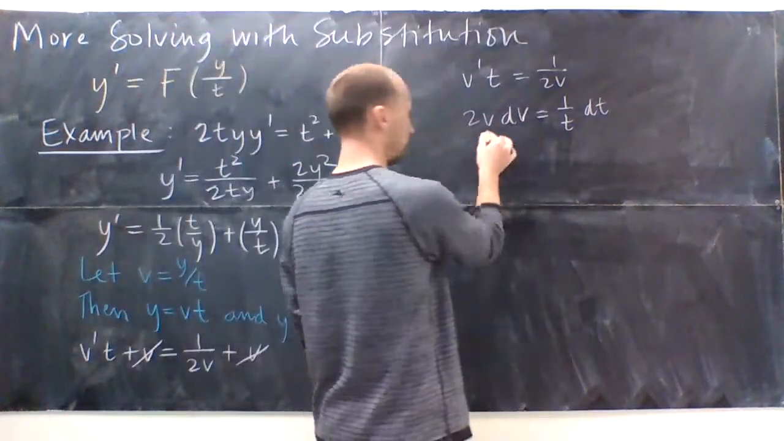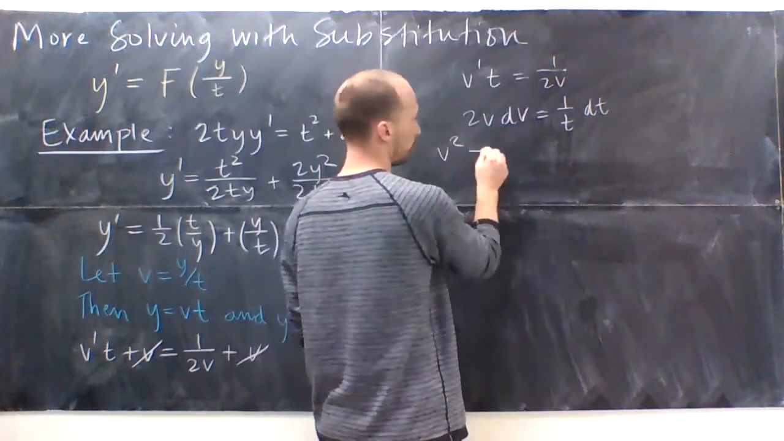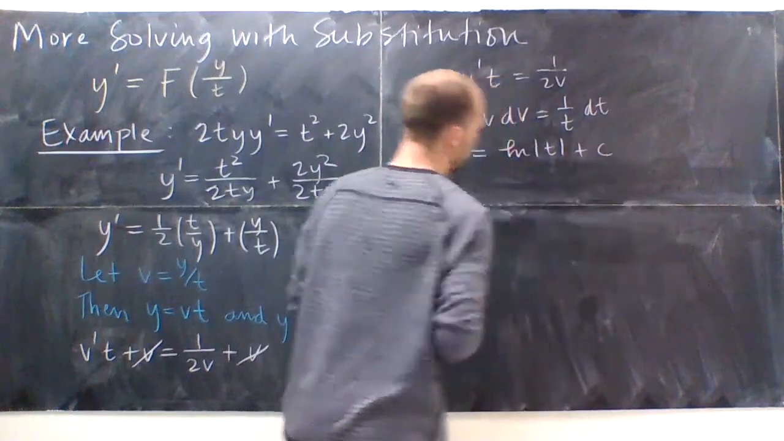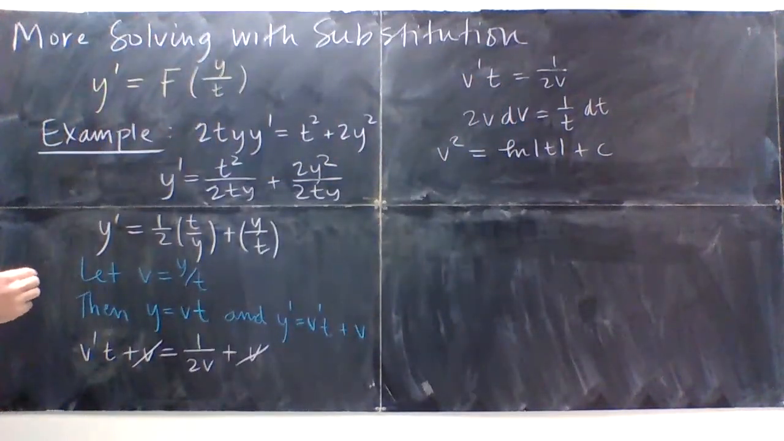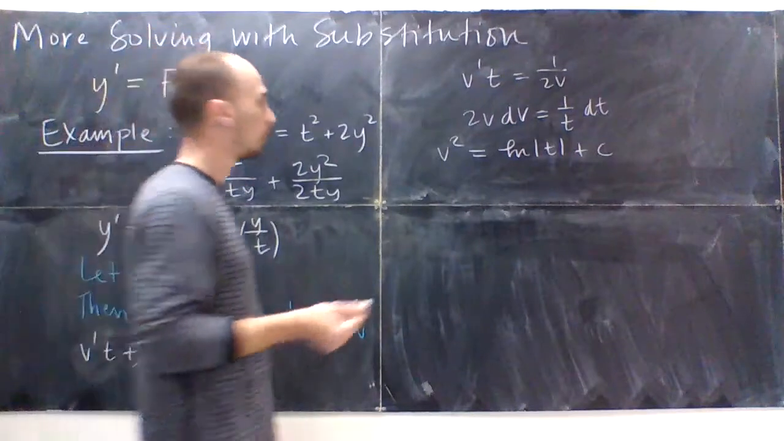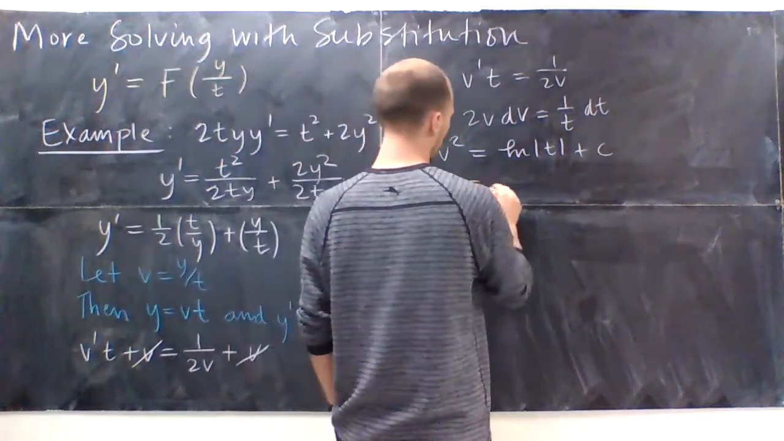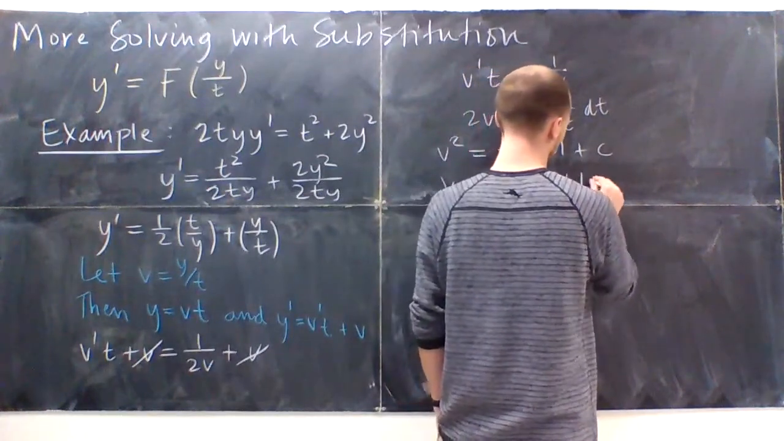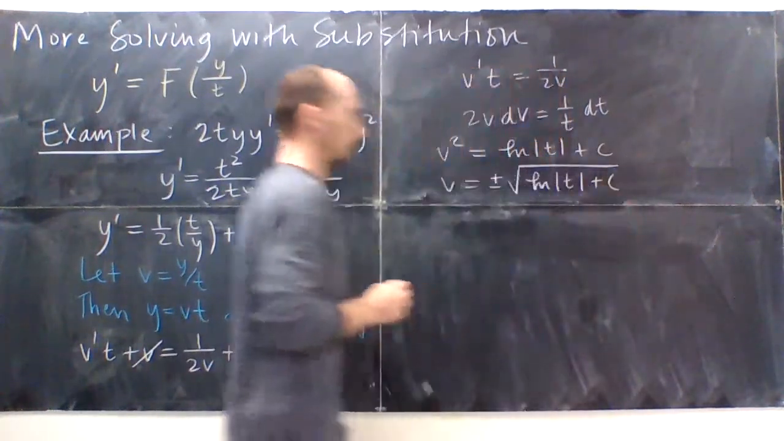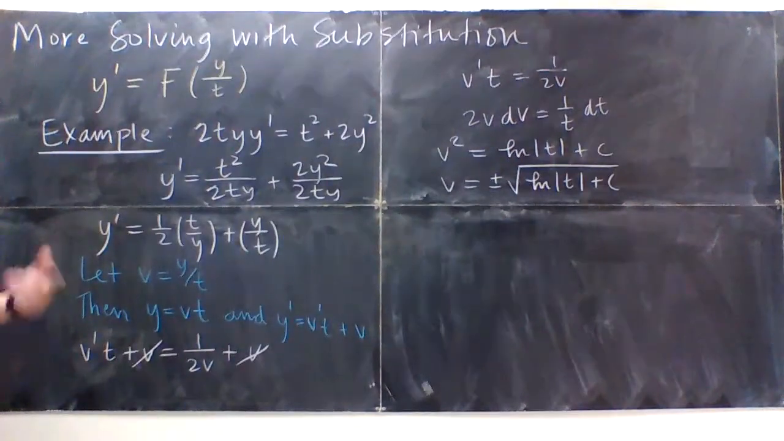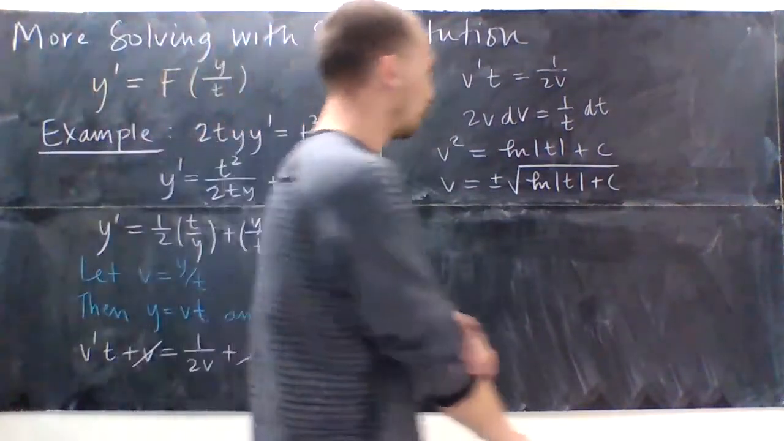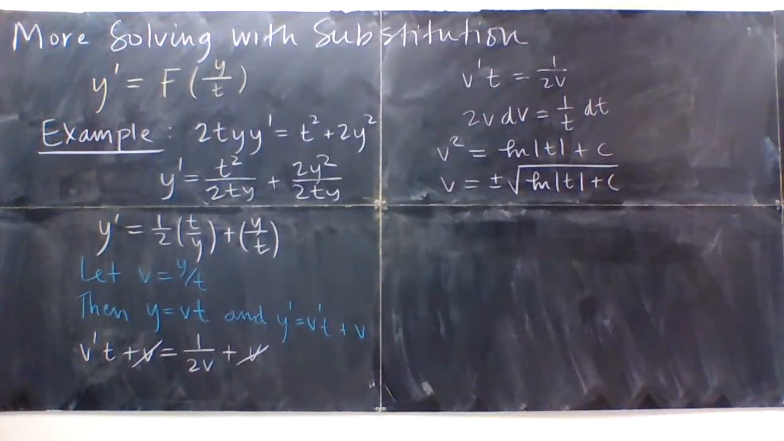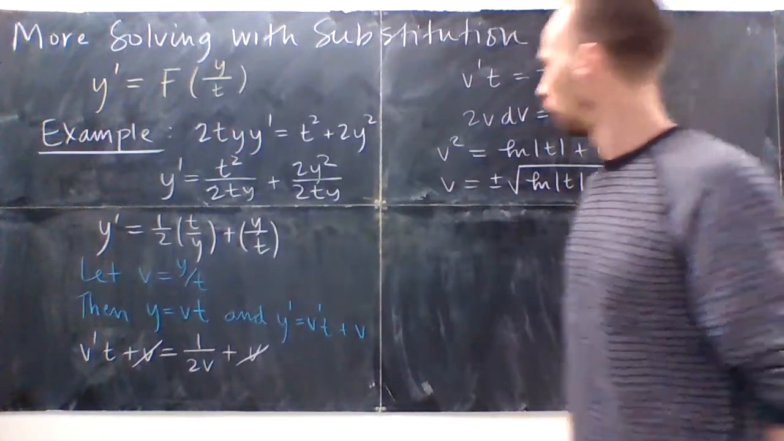So the antiderivative for 2v with respect to v is going to be v squared. That's going to be log of t plus c. Okay. And then I suppose I could take the square root of both sides. And, you know, depending on the initial condition, it'll either be the plus or the minus, but not both. Okay? So maybe I'll give this one an initial condition and find myself a particular solution just to remind you of how that worked.